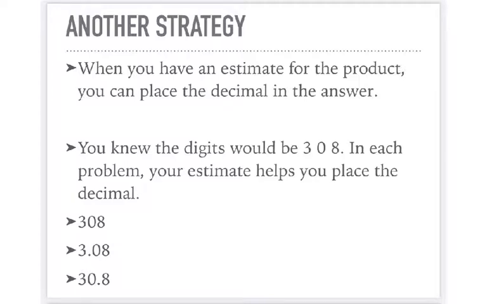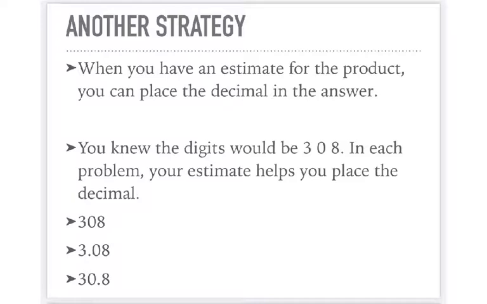So here's another strategy for you. When you have an estimate for the product, you can place the decimal in the answer. You don't have to learn to multiply with the decimals in it. You can just multiply and then place the decimal. So you knew the digits would be 308. In each problem, your estimate helps you place the decimal, right?